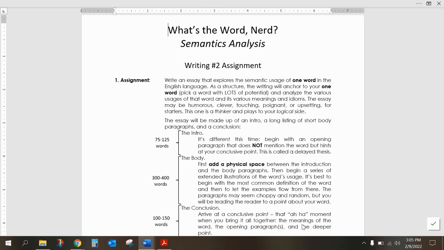So, this is our second writing assignment, which is called What's the Word, Nerd? It's a semantics analysis. This is a real thinker. So go slowly through this one as I explain how the writing is structured, the purpose of the writing, and the hard work that goes into making a really good essay. This is not an easy one at all. It takes some real deep thinking.